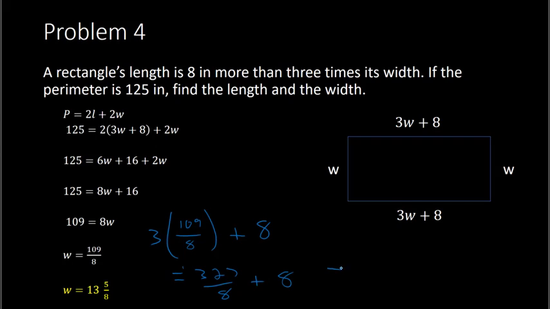And if you do that, you should get 40. 327 over 8 is 40 with the remainder of 7. So 40 and 7/8 plus 8, which would be 48 and 7/8. So that would be the length, and 13 and 5/8 would be the width.